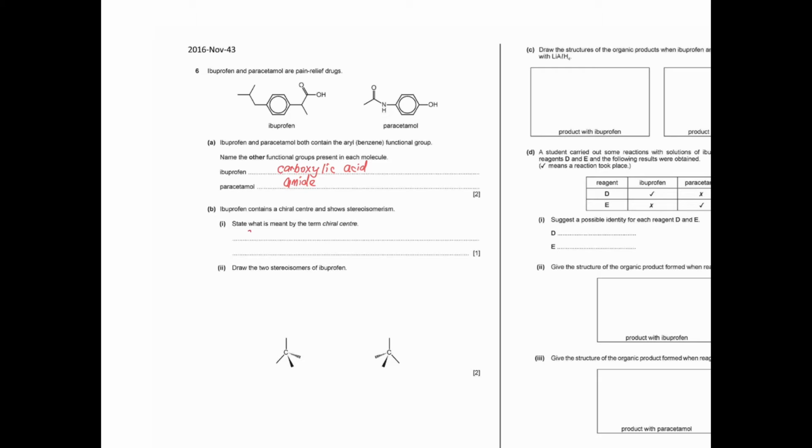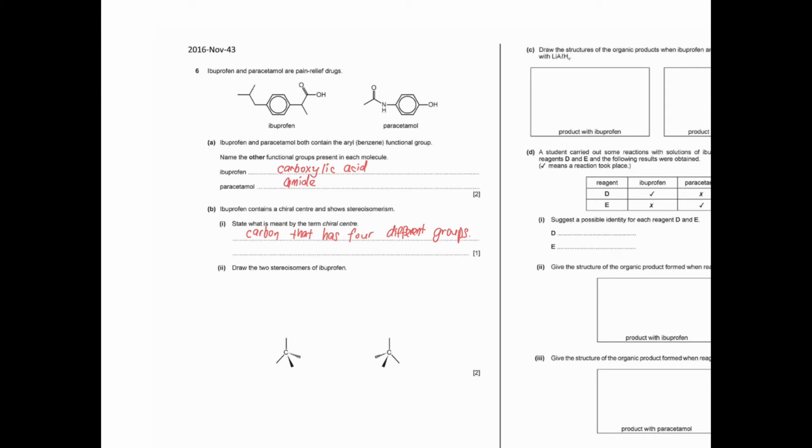So, a carbon that has 4 different groups. So that is a chiral center.